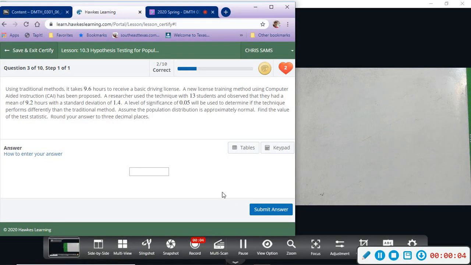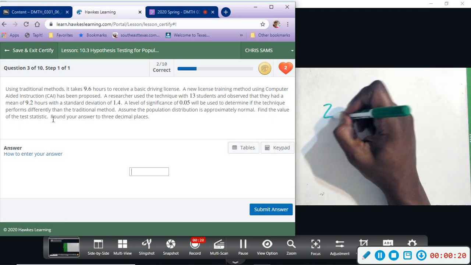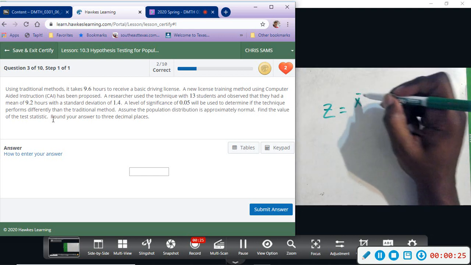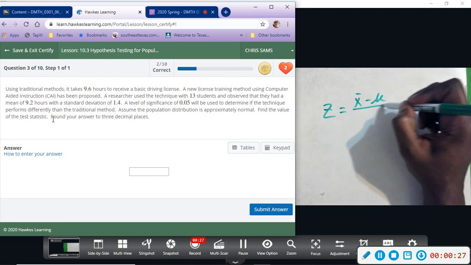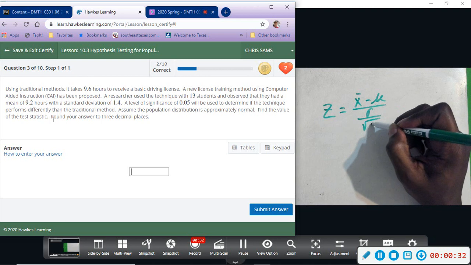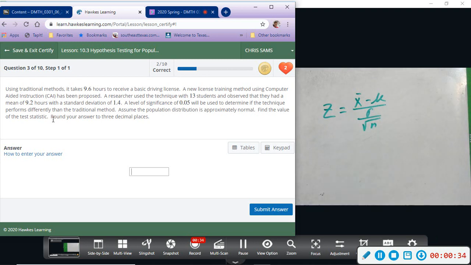Okay, so number 3 wants us to find the value of the test statistic. Remember, in this section, our z is equal to our sample mean minus the true mean over the standard deviation divided by the square root of n, or our sample standard deviation. So we're going to use this to get our test statistic.